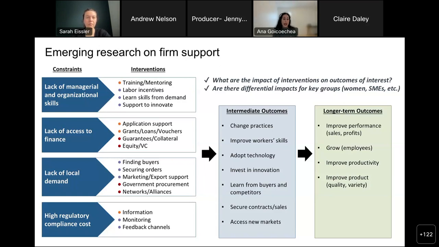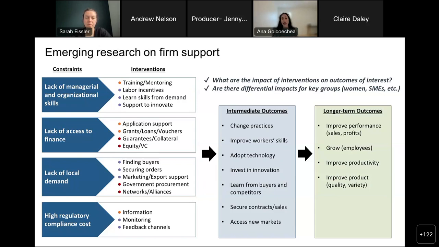And the idea then was to set up pilots. Each study would pilot solutions, but generally they pilot a package of solutions. So it could be one study that is piloting training combined with a grant, for example. And this would try to address not only the capability or skills constraint, but also the access to finance constraint. So the first message that I want to convey is that these studies typically measure packages of solutions, not only one isolated solution.